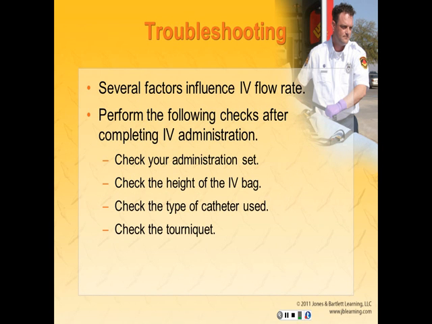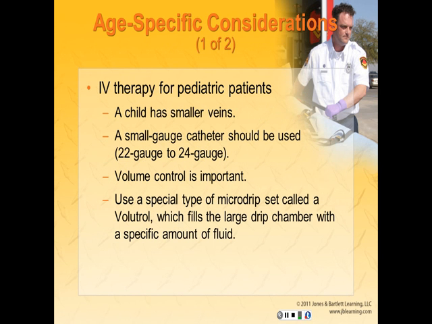Troubleshooting. Several factors can influence the IV flow rate. It is always helpful to perform the following checks after you complete IV administration. Check your set, check the height of the bag, the type of catheter you used, and the tourniquet.